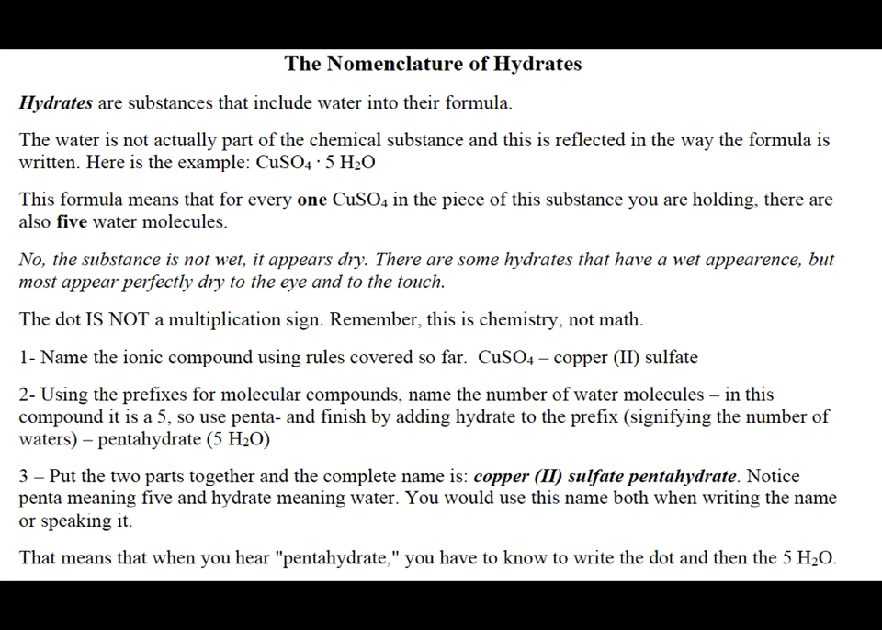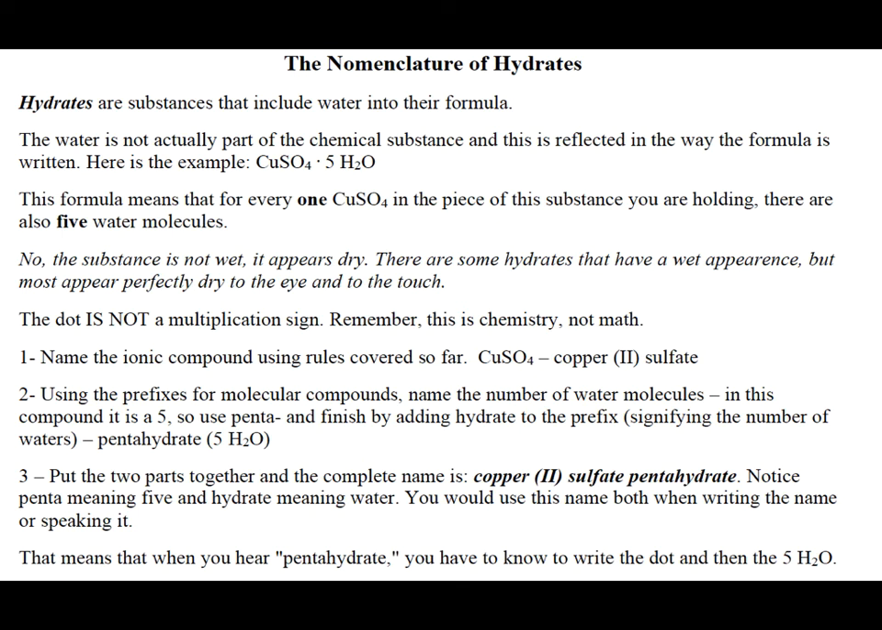The last one we're going to do are hydrates. Hydrates are substances that include water in their formula. The water is not actually part of the chemical substance, but it's reflected in the way that the formula is written. For example, CuSO4·5H2O says that for every 1 copper 2 sulfate, there are 5 water molecules bonded to it. No, the substance is not wet. It appears dry. There are some hydrates that will have a wet appearance, but they're almost perfectly dry to the eye and definitely to the touch.